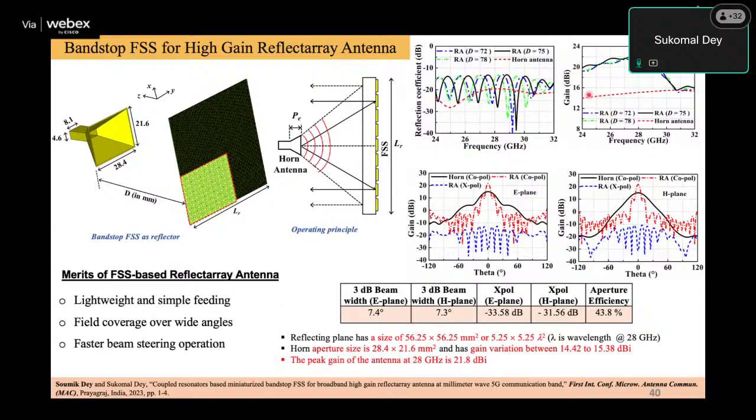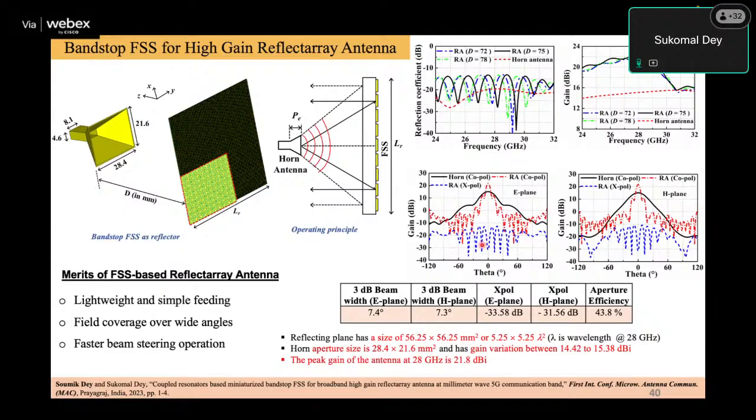Now, after that we check the gain. You can see the gain has been improved a lot. This is the conventional horn, and this is the measured one. After adding the FSS, the gain improves up to 22 dB. Look at the normalized gain response with respect to theta.